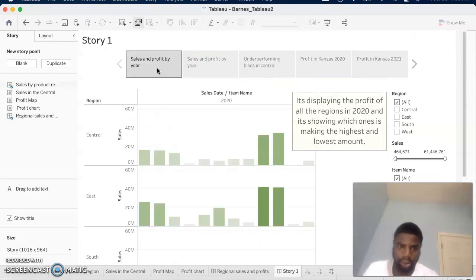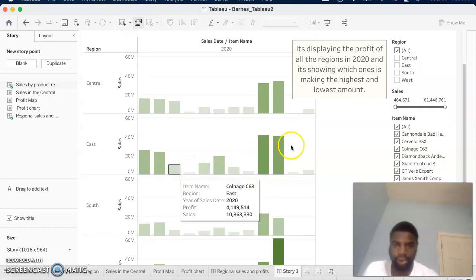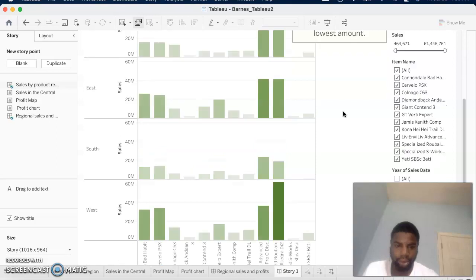This is my story of the sales and profits by years. And 2020 in the central, eastern, southern, and western, it displays the profits of all the regions in 2020, which was making the highest and the lowest amounts between the bikes.